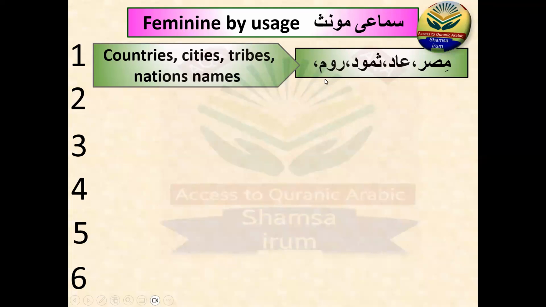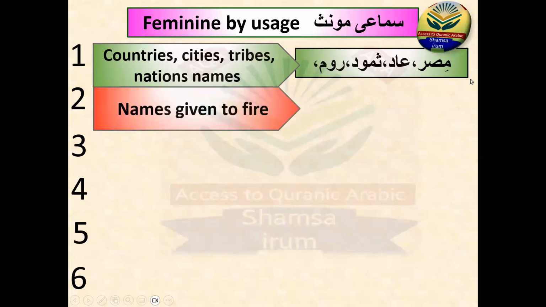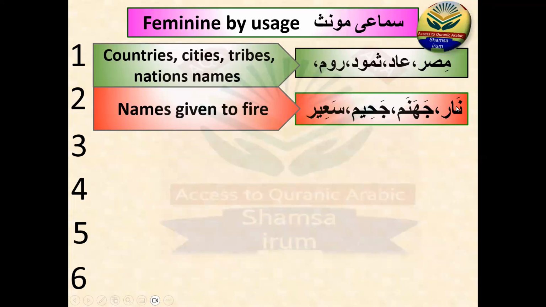The next category is names given to fire. This is important too, because of these words: nar means fire, Jahannam is hellfire, Jahim is also hellfire, Sa'ir is also hellfire. These 4 names you have to learn by heart, because they come so much in the Quran. There is so much use of these words in the Quran.